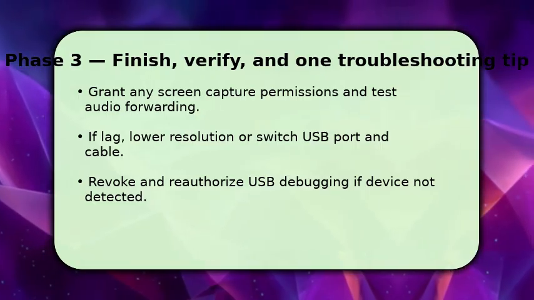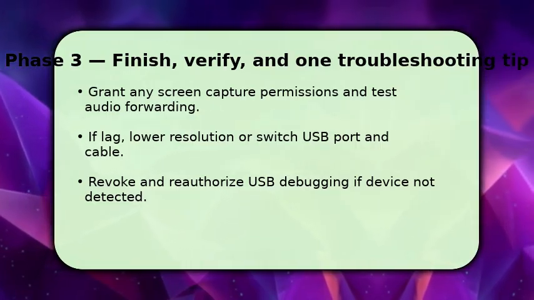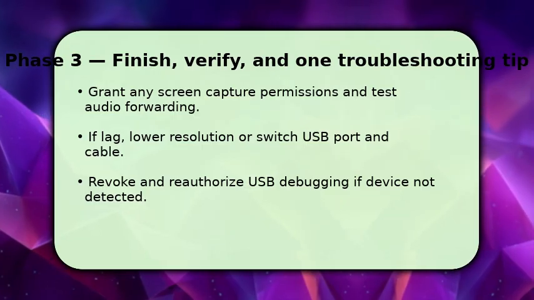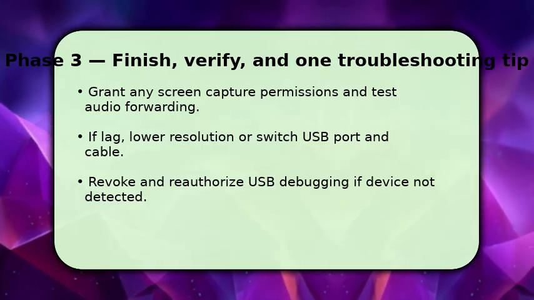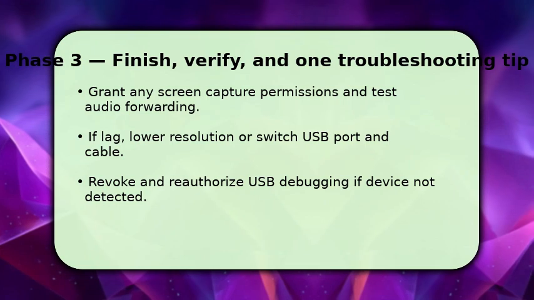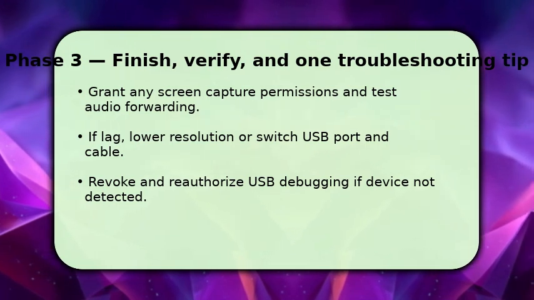If the device disappears, revoke USB debugging on the phone, reconnect, and reauthorize the PC. One key troubleshooting tip: reboot both devices if permissions or drivers still misbehave.